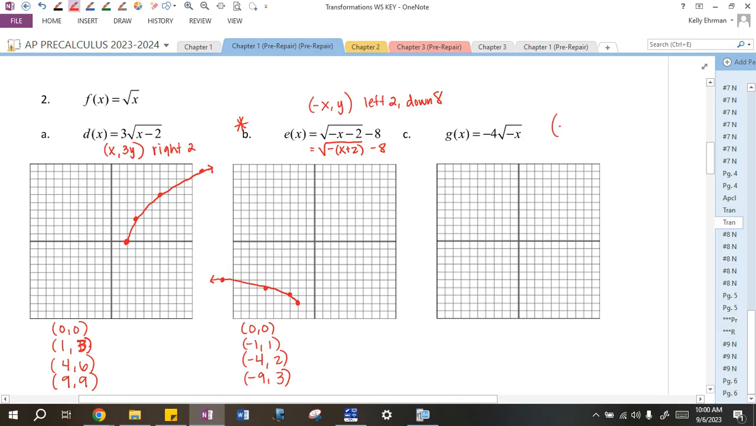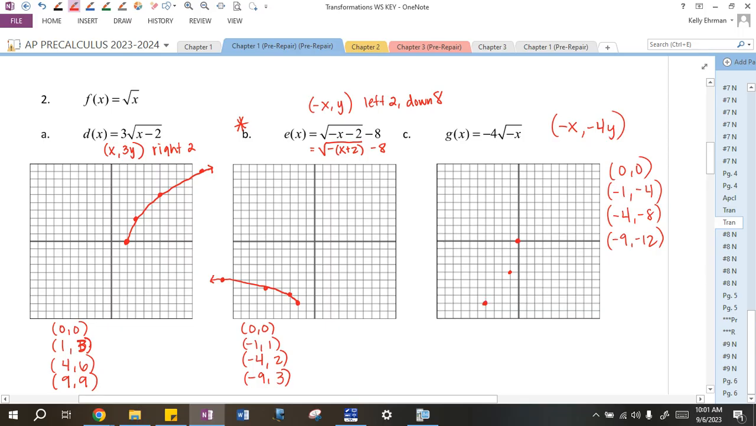And then this graph, every x value will get multiplied or divided by negative 1, and every y value by negative 4. So 0, 0 stays that way. Then we get negative 1, negative 4. 4, 2 becomes negative 4, negative 8. 9, 3 becomes negative 9, negative 12. No shifting to do. So I'm just going to plot these points.